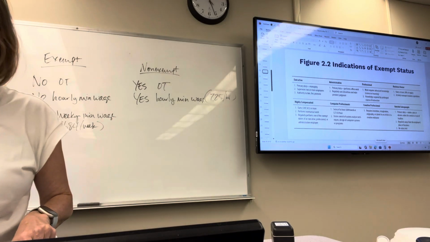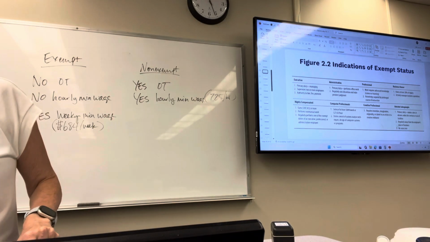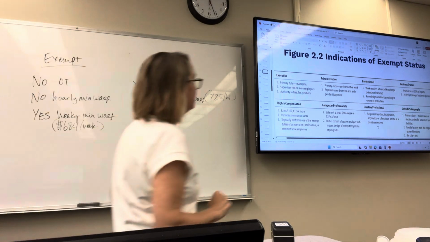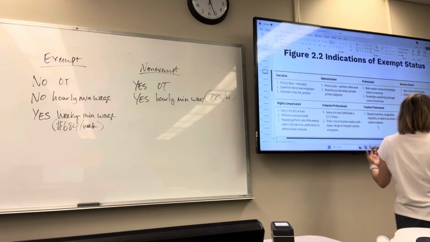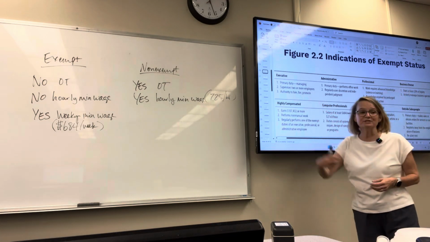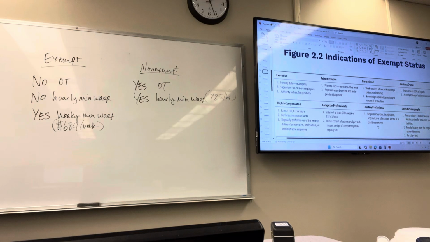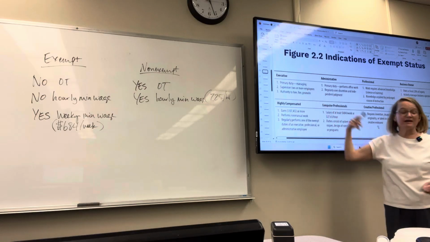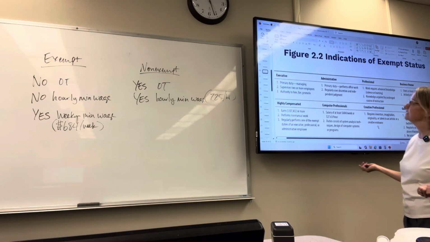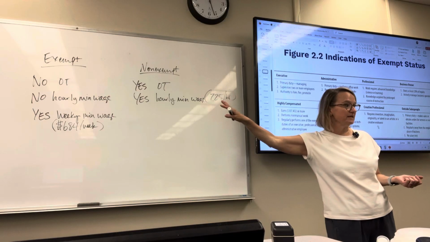So this goes into a little bit more detail about these different professions. Executives: what is an executive? If the primary duty is managing operations, managing whatever department it might be, they supervise two or more employees, and they have the authority to hire, fire, or promote those employees, then they're classified as an executive, and they would be in an exempt position.